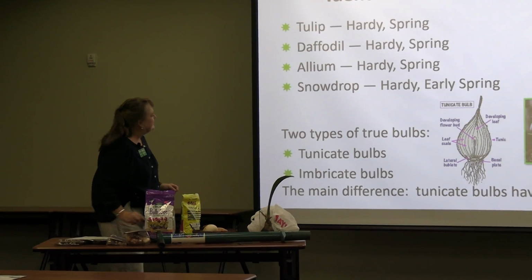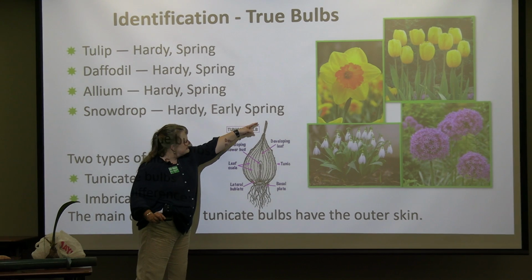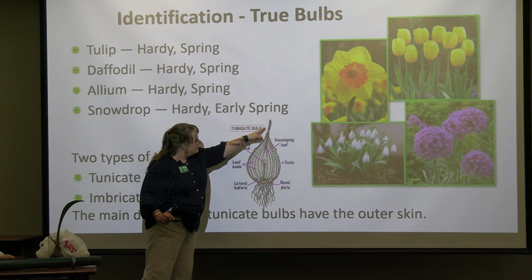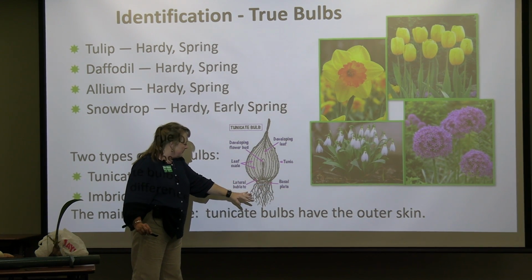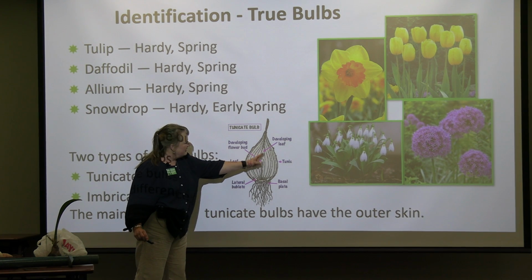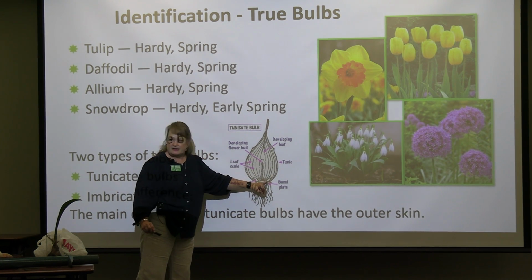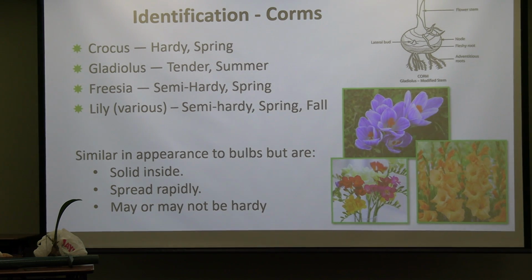So let's see. Now the other thing that is interesting is this is the eye or the nose of the bulb, and then this is the basal plate, and that's the bottom of the bulb. And of course you can see the tunic on the outside, but the basal plate is like your little foot that goes down. So the next one is corms.